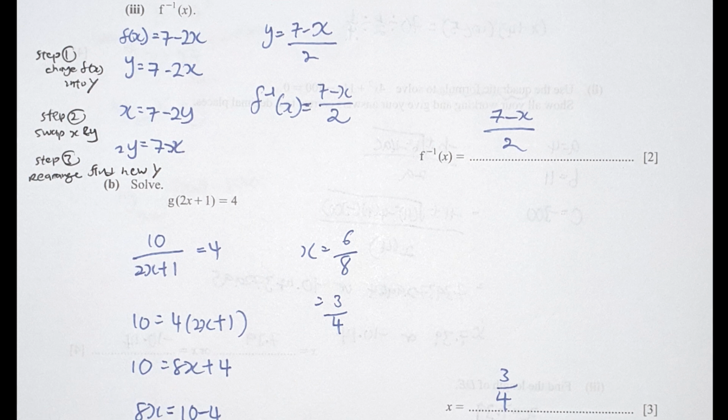Question 3, I follow the 3 steps formula, by changing function f into y, swapping x and y's positions, and rearranging it, then you get the inverse function as 7 minus x over 2. As for part B, g of 2x plus 1, substituting 2x plus 1 into function g, cross multiply it, and you get your final x result as 3/4.